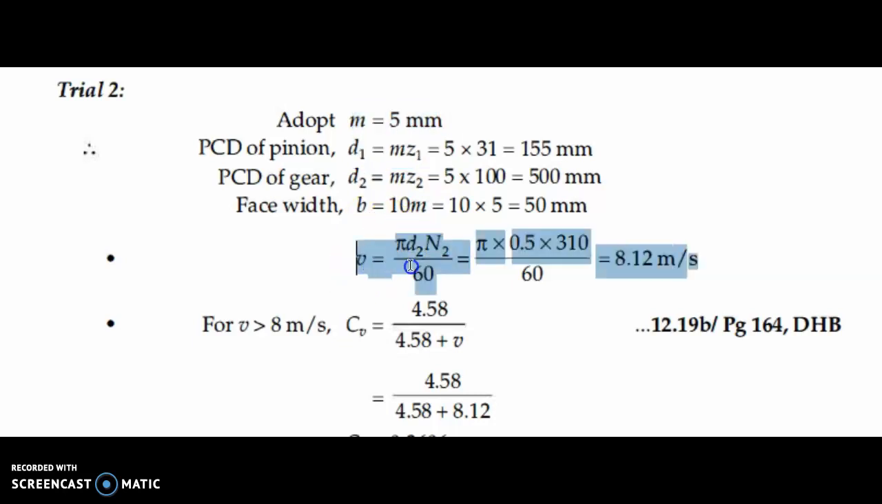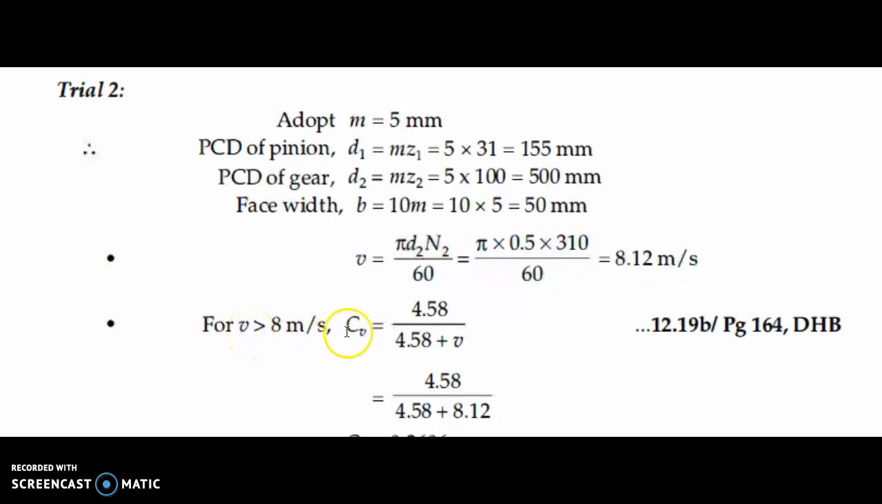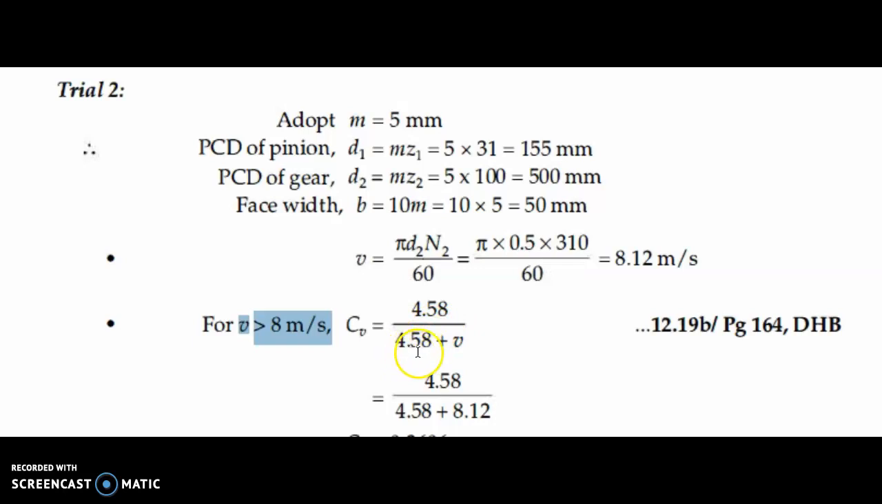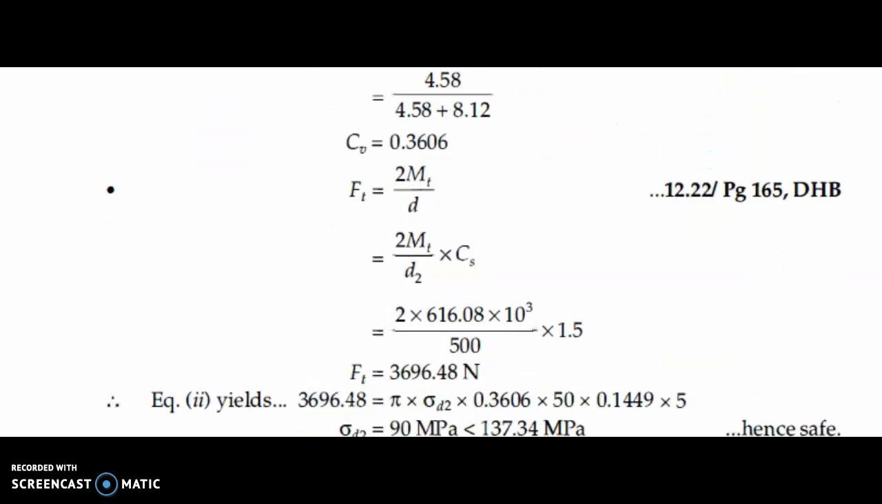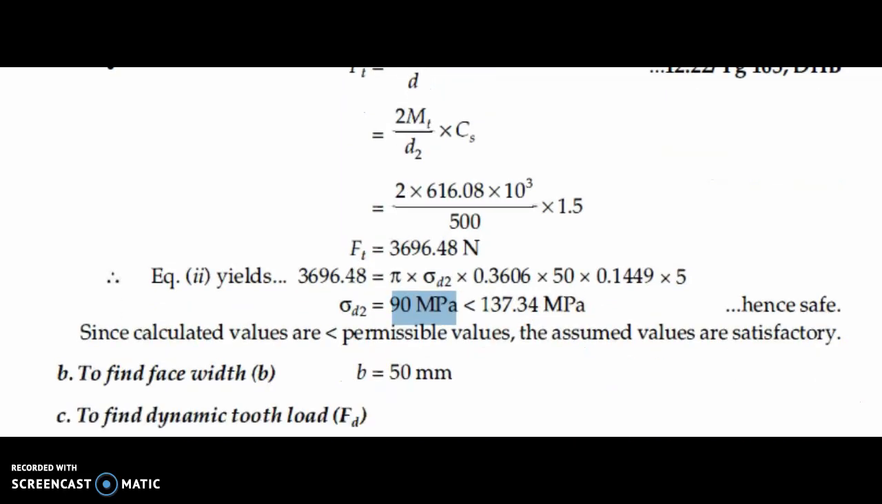At that time we will get the value of v is equal to 8.12 meter per second. So we take the next value of Cv: v is greater than 8 meter per second, Cv is equal to 4.58 divided by 4.58 plus v, that is equation number 12.19b. Using this we again find the value of sigma d2. That value is 90 megapascal, which is less than 137.34. So we are safe now. The design is safe.